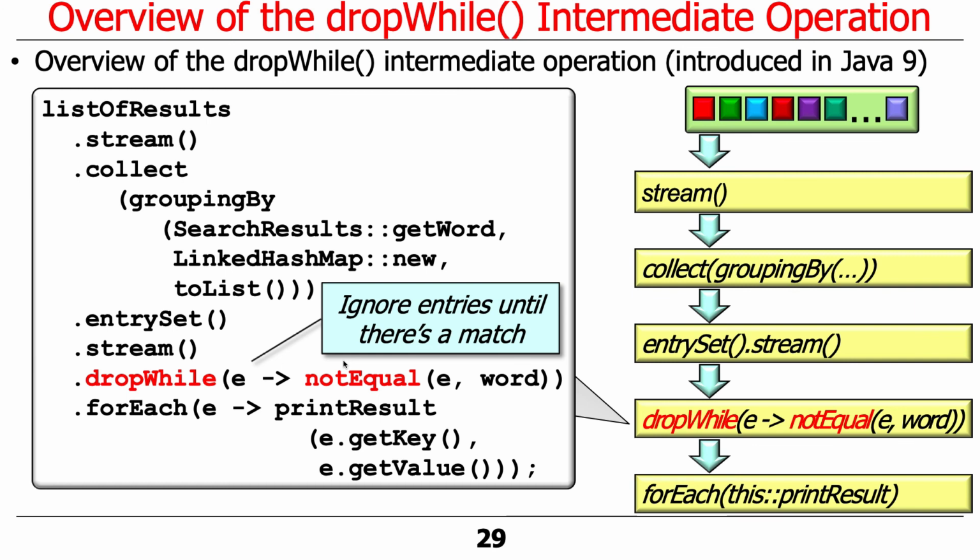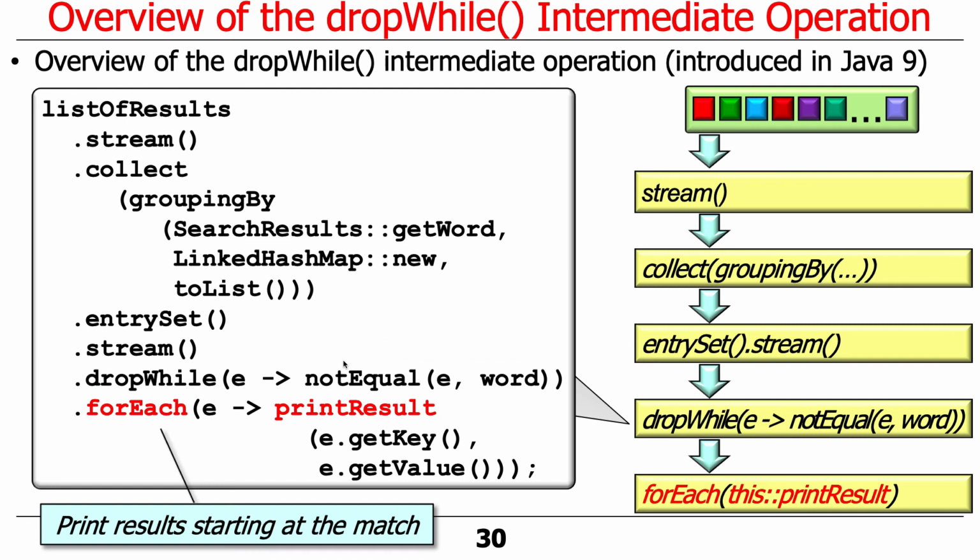And when it finally gets a match, at that point, dropWhile says, OK, I'm done. It returns the remaining elements in the input stream, starting from the first place where it hits something that equals the word we're searching for. And then we take the rest of those elements in the stream, and for each of them, we go ahead and print them out.